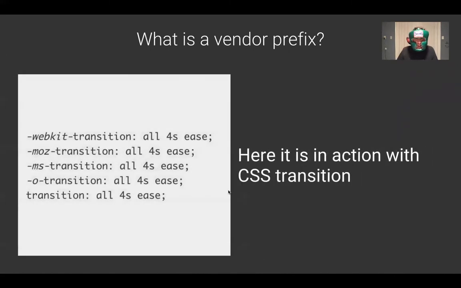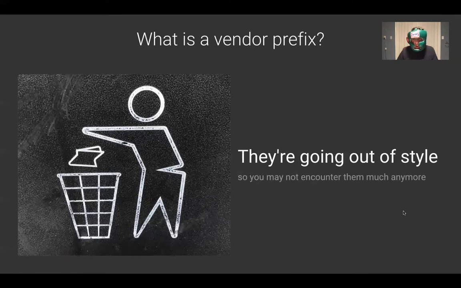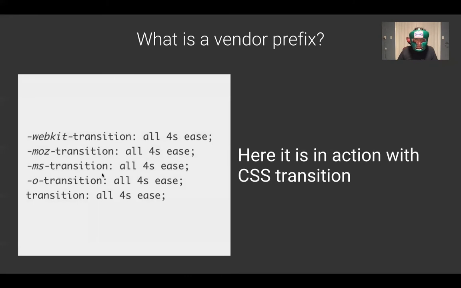And this is what it looks like in action. So our transition, our normal code is down here at the bottom, and then our prefixes are at the top. So if our browser comes through and needs one of these prefixes, then it'll find it here, and then it'll reach the bottom one if none of these prefixes are needed. So that's how you write a vendor prefix. So here, WebKit, Moz, MS, and O. But they're going out of style, so you may not encounter them much anymore. So in case you see this in a website, that's what it is.